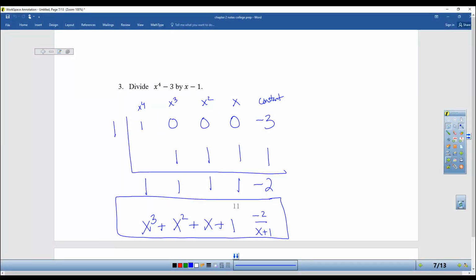Okay? That's synthetic. Unfortunately, it's way more fun, but unfortunately, you can only do it if this is linear. Only do if linear. If there's an x squared there, it won't work.